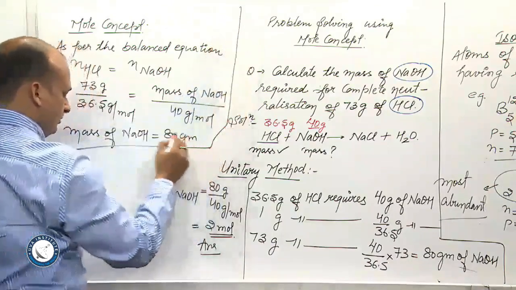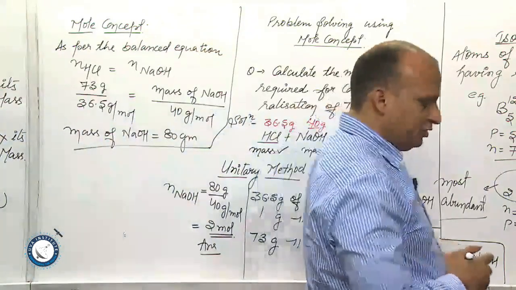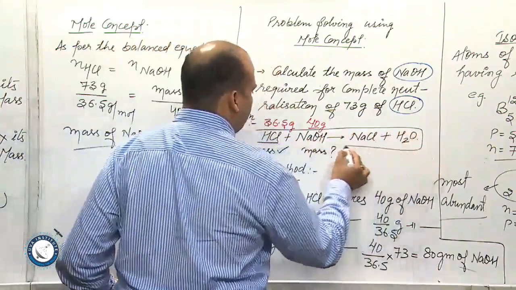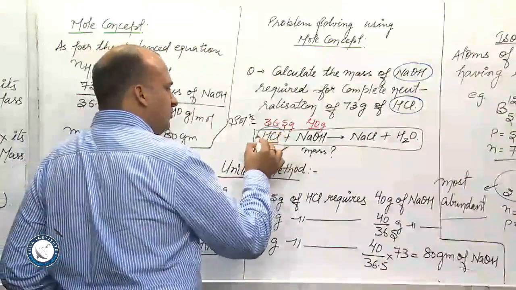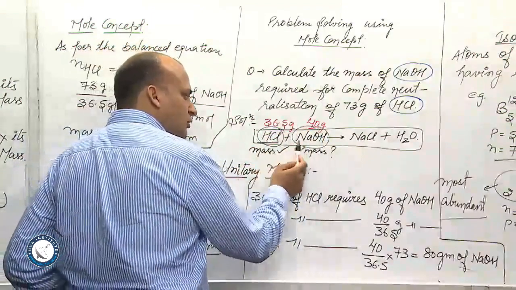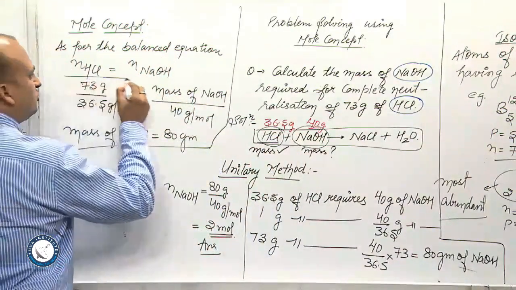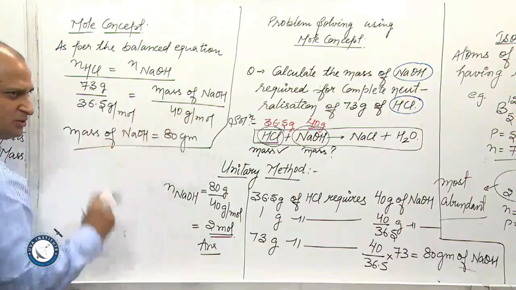There are 2 ways by which I have solved this question. You can solve it the way you want. See, this is the balanced chemical equation, right? As per this balanced chemical equation, there is 1 mole of HCl and 1 mole of NaOH. So there are equal moles of HCl and NaOH. So I am saying the number of moles of HCl is equal to the number of moles of NaOH, because as per the balanced equation they are equal.